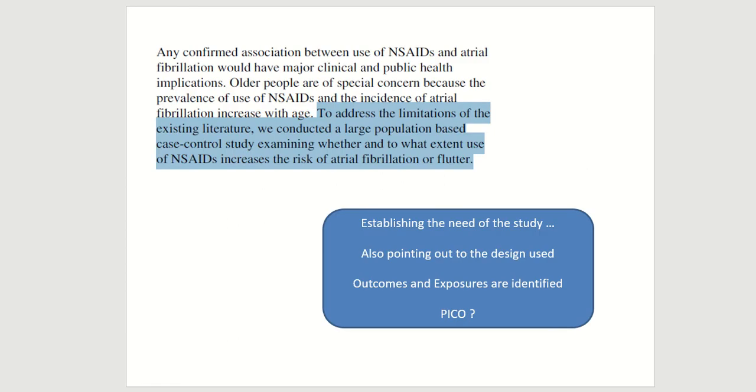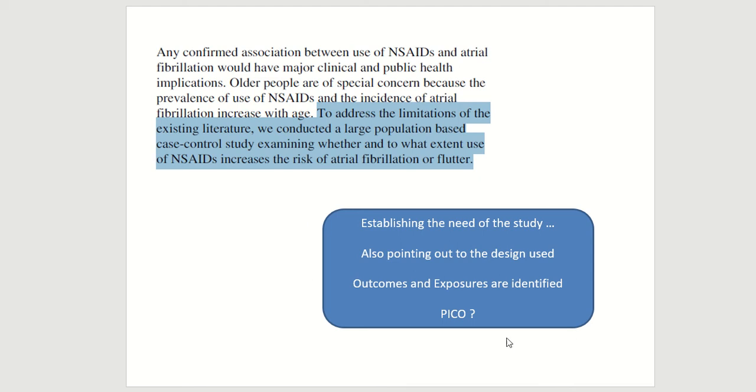So if you go back to the article, you have this sentence right there that says this: to address the limitation of the existing literature, we conducted a large population-based case-control study examining whether and to what extent use of NSAID increases the risk of AFib or flutter. So this is establishing the need of the study. It's also pointing out the design used, and the outcome and the exposure are identified. So by reading this, you can figure out that the outcome is atrial fibrillation or flutter, and the exposure is NSAIDs.